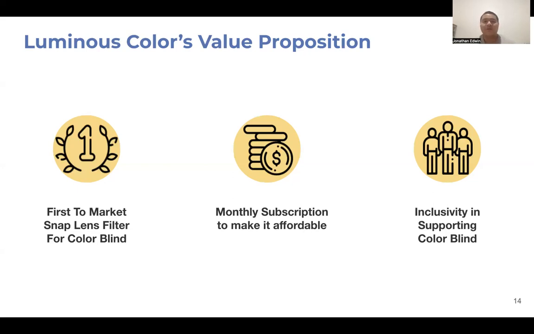Since this competition also focuses on monetization, I'm going to make it a monthly subscription to make it affordable for colorblind people. And hopefully this filter will support the colorblind community.